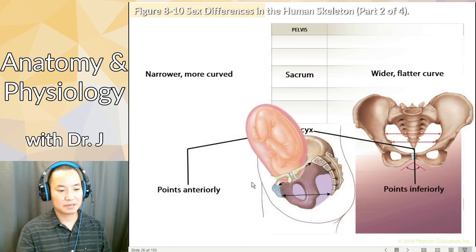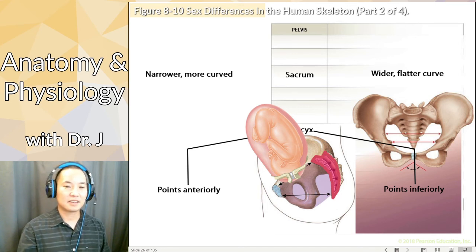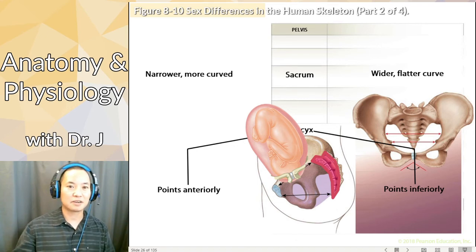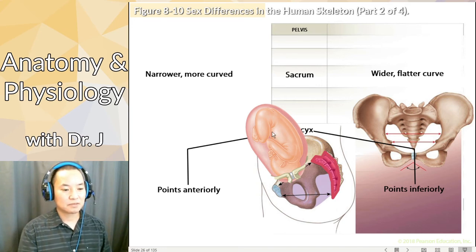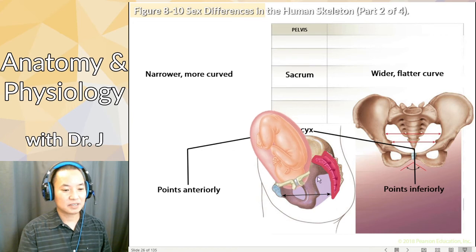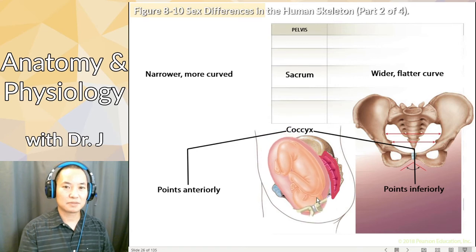So again, this part right here, the sacrum, that also plays a role. Not only does the pelvic brim and the true pelvis width play a role, but also the position of the sacrum and coccyx as well. So what we see in the female coccyx and sacrum is that, compared to the male pelvis, it points a little more posterior and inferior, so a little more toward the back and down. And why is that? Again, when you're trying to deliver that baby, you want it to have as much room as possible so you can deliver that baby through the true pelvis and birth canal.